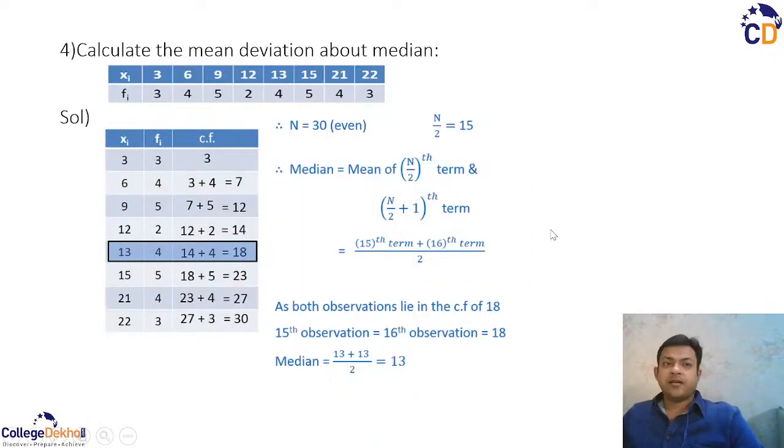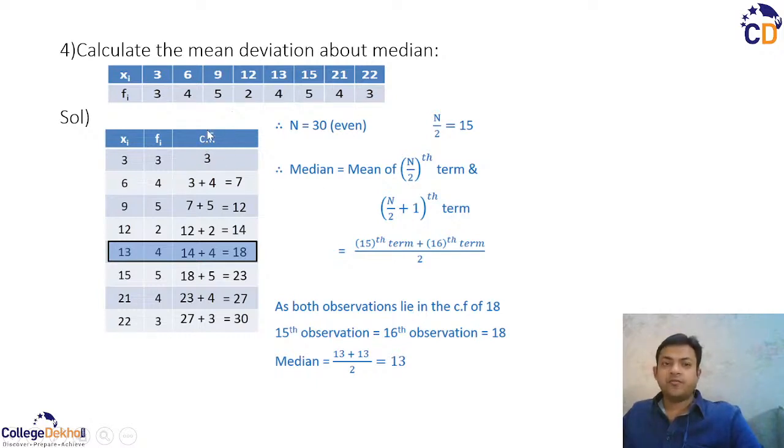So next we'll take up an example of mean deviation about the median. So this is mean deviation about the median. Here we are given the values of x and the values of frequency. So the step 1 would be to calculate median.